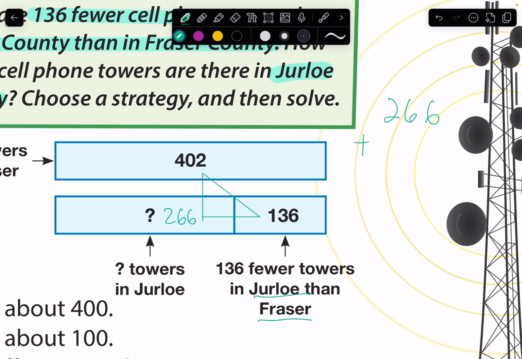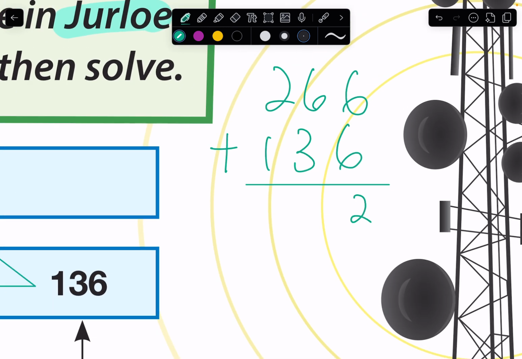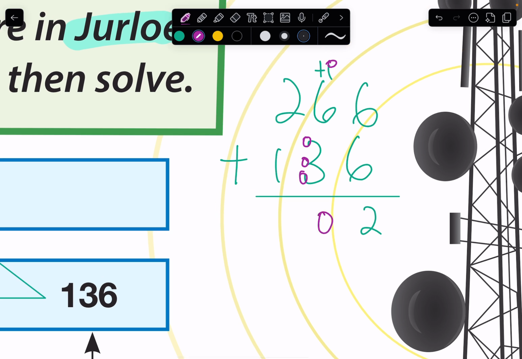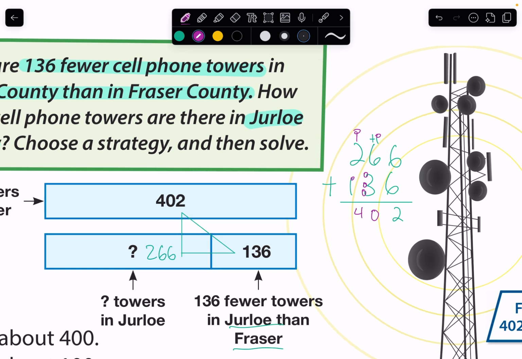266 plus 136. Let's add. 6 plus 6 is 12. Carry the 1. 6, 7, 8, 9, and 10. Leave the 0. Carry the 1. 2, 3, 4. And our numbers match. So that's a way you can double check your work. But let's keep going.